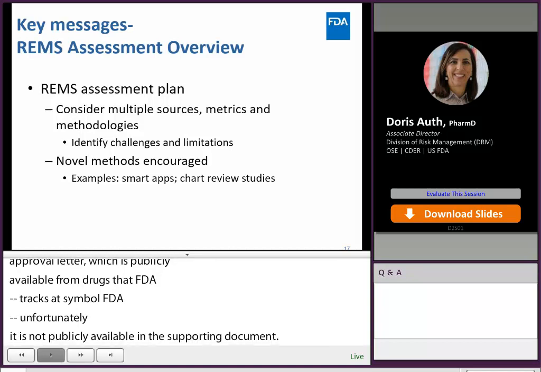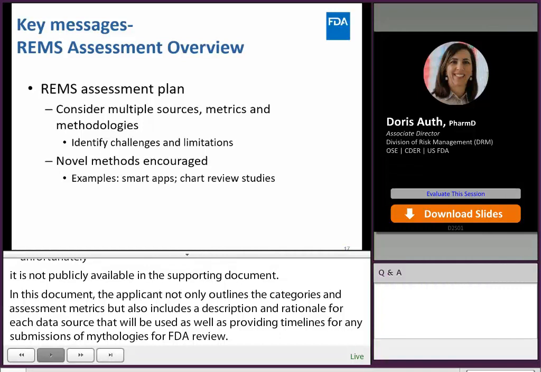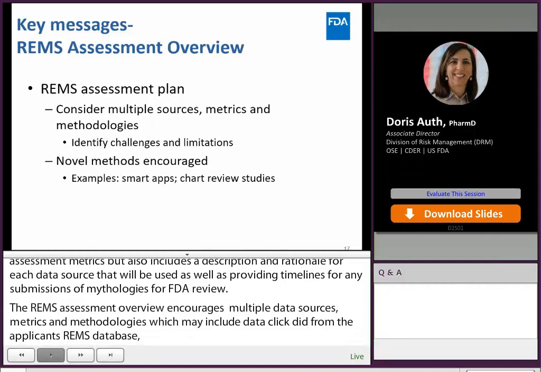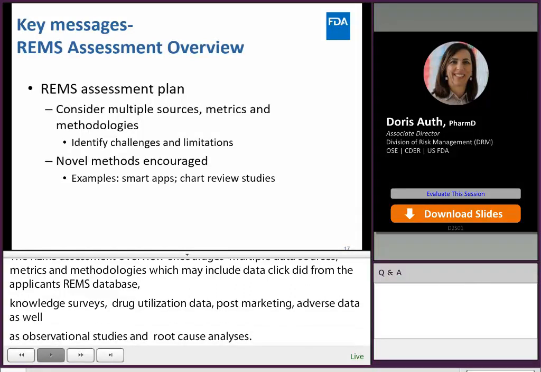The REMS assessment overview also encourages the use of multiple data sources, multiple metrics, and multiple methodologies, which may include data collected from the applicant's REMS database, from knowledge surveys, drug utilization data, post-marketing adverse event data, as well as observational or epidemiology studies, and root cause analyses. The REMS assessment plan should describe challenges and limitations of each data source or methodology. And the guidance also encourages novel methods of evaluating REMS.